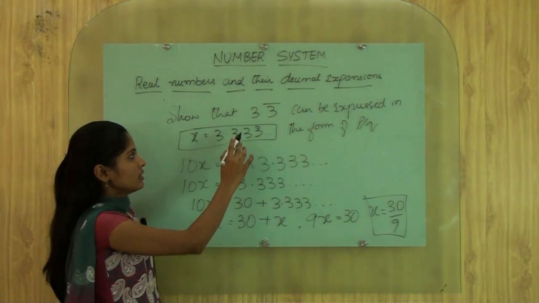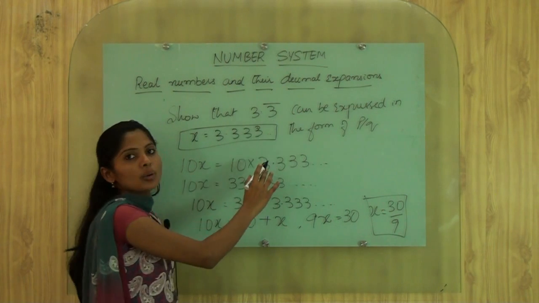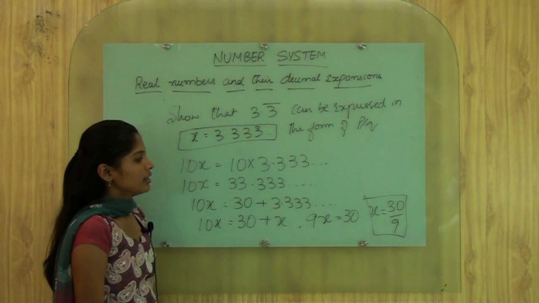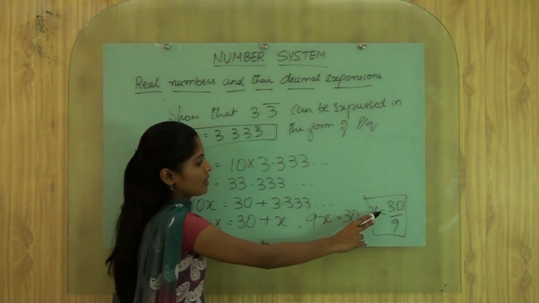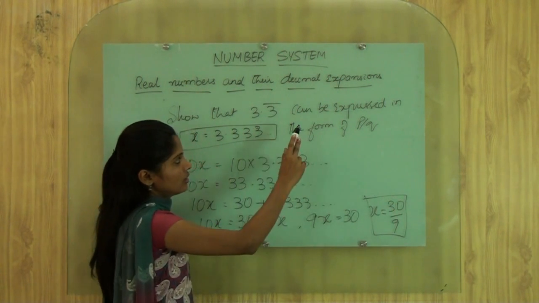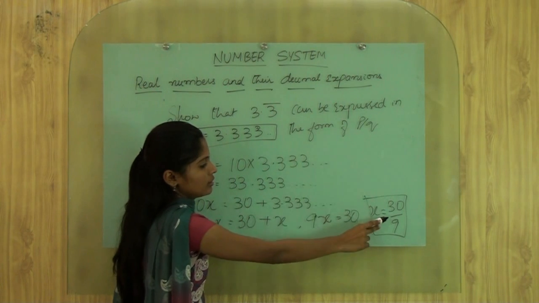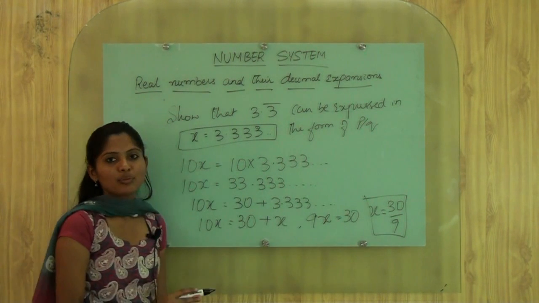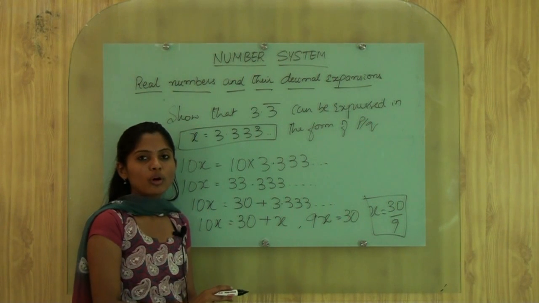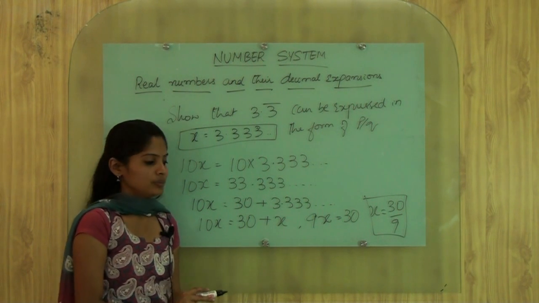We can represent 3.3 bar in this form. Now the value is 30 by 9. So we have represented this value in the form of P by Q.